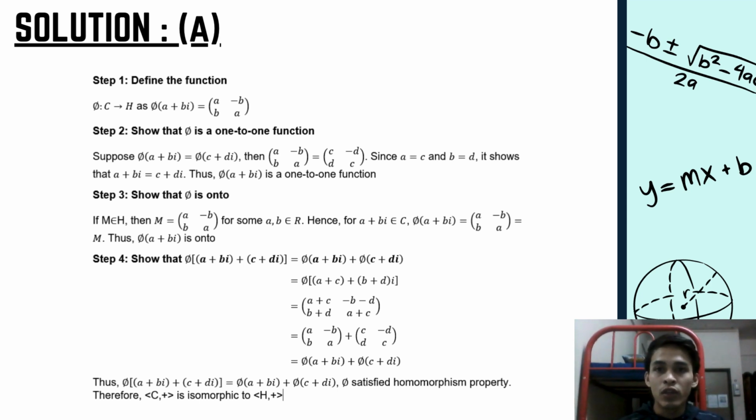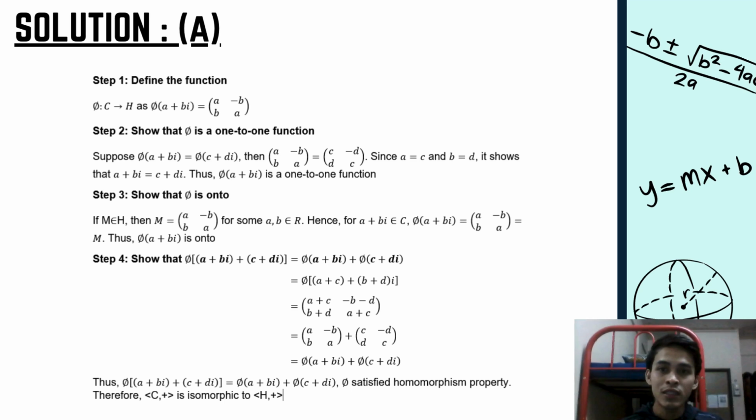Okay, next, for step number three, show that phi is onto. If M is an element of H, then M is equal to matrix [A, -B; B, A] for some A, B elements of R. Hence, for A plus BI element of C, phi(A plus BI) is equal to matrix [A, -B; B, A] is equal to M. Thus, phi is onto.